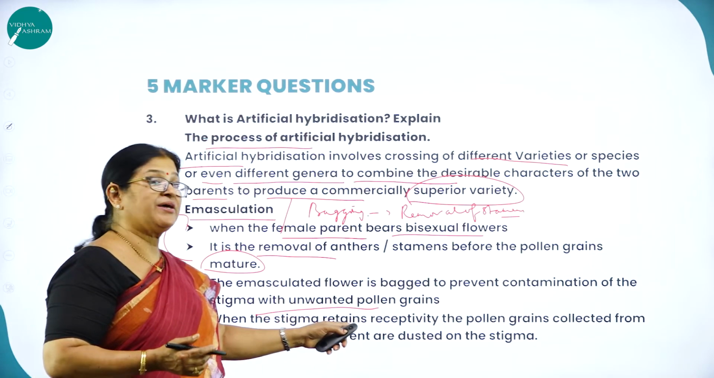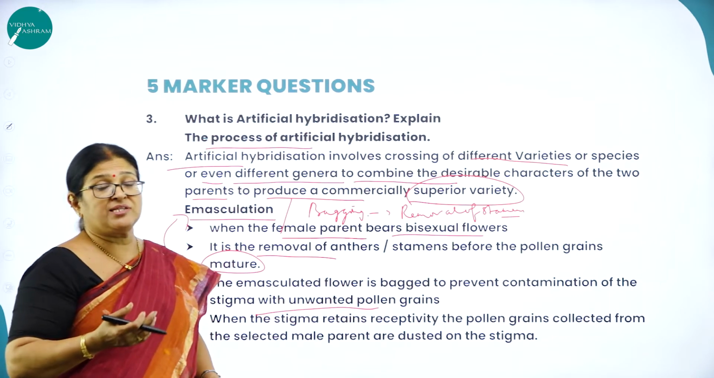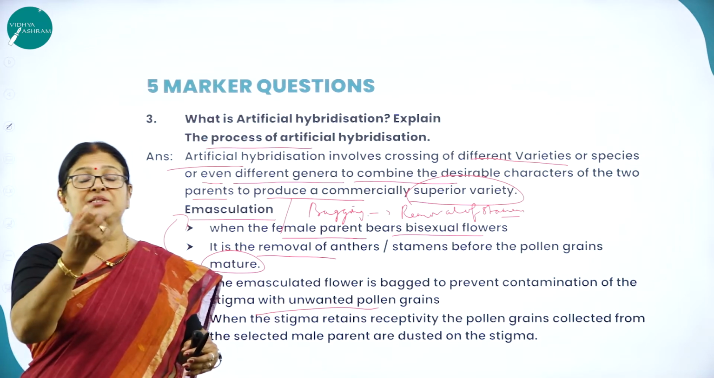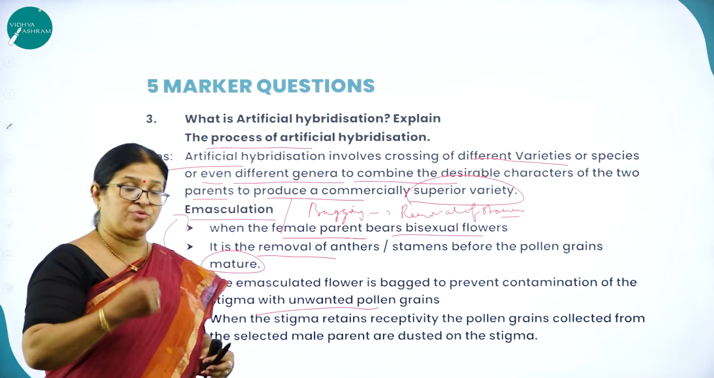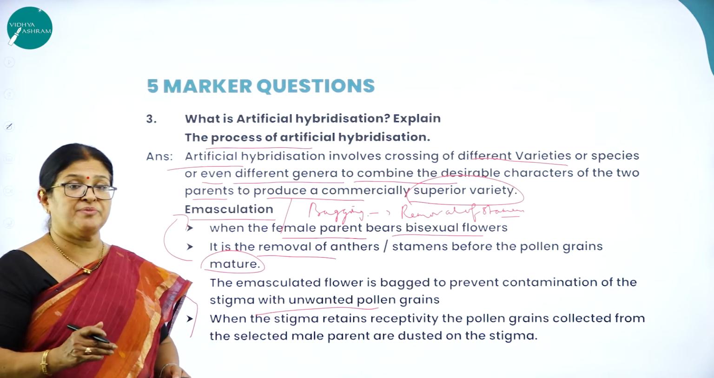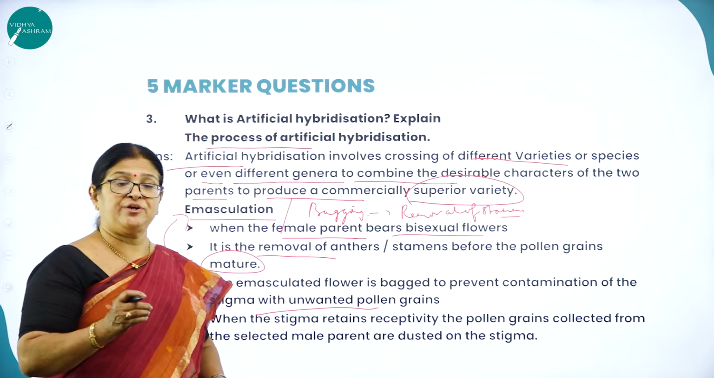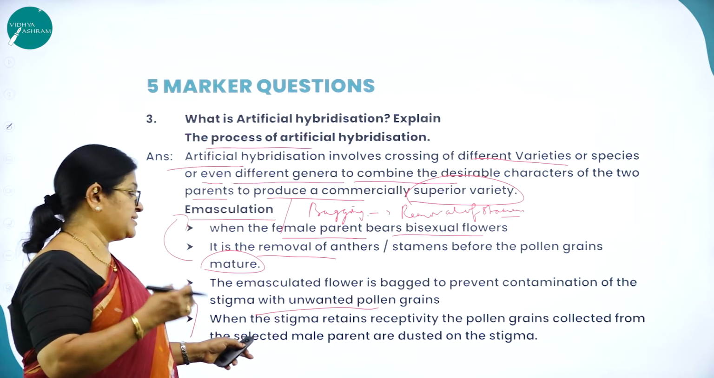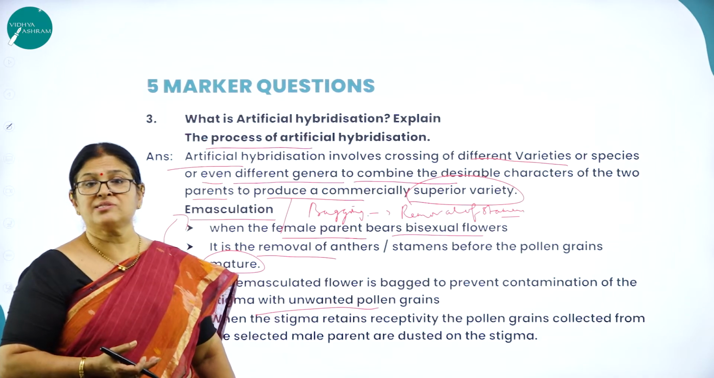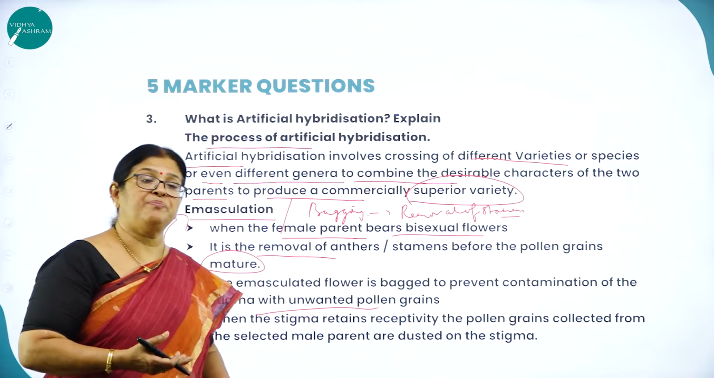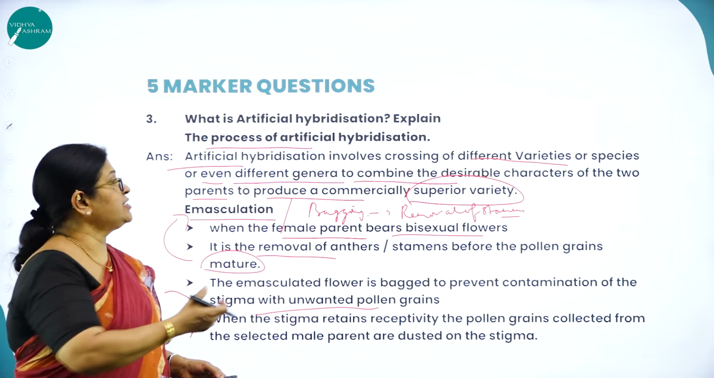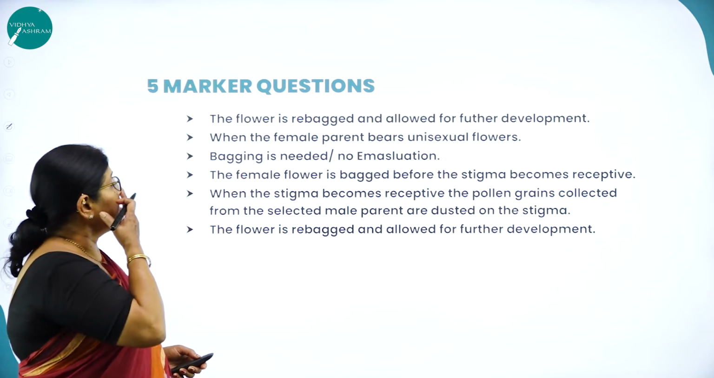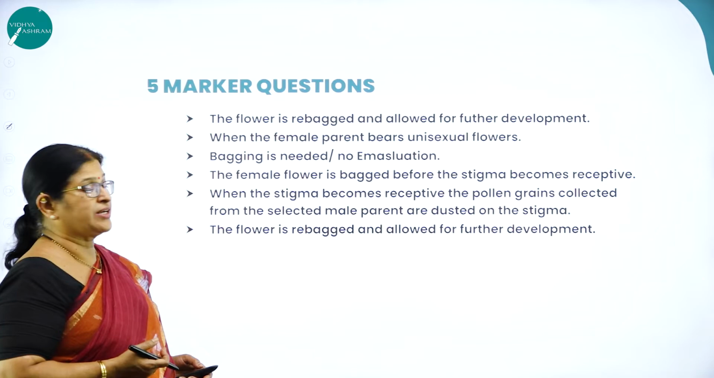So when the stigma retains receptivity, as we know, only when the stigma is receptive is it capable of accepting the pollen grain of its desire. If it is its own species, then only pollen germination can take place. So once we know that the stigma is receptive, the pollen grains collected from the selected male parent are dusted on the stigma. This is how you can produce a plant of your desire, and that is what we call artificial hybridization. Next, the flower is rebagged and allowed for further development.